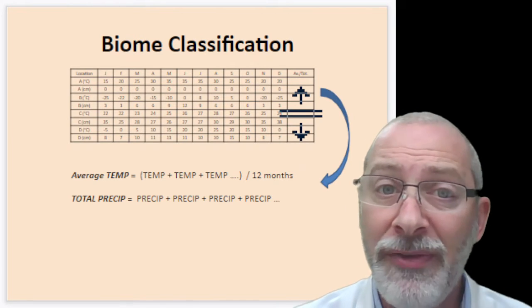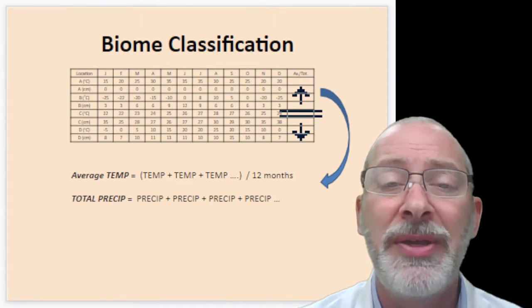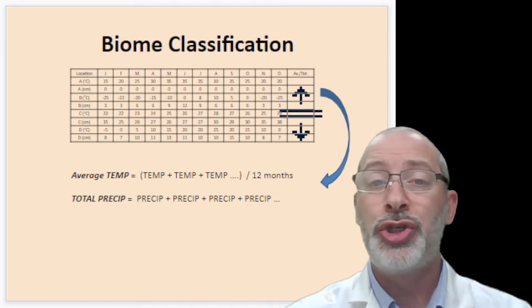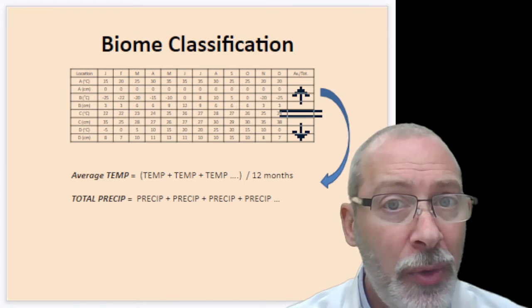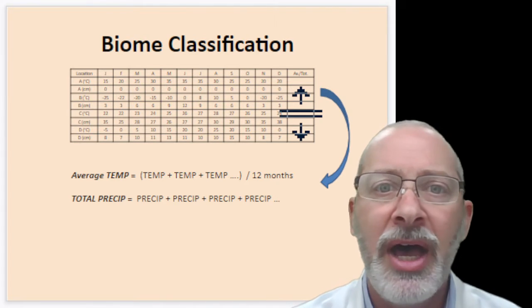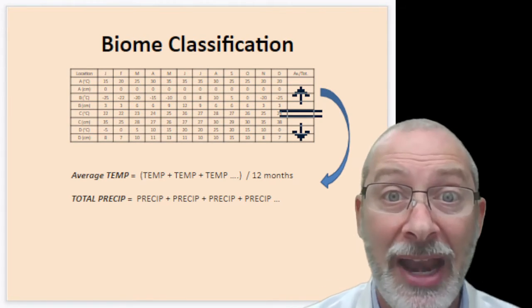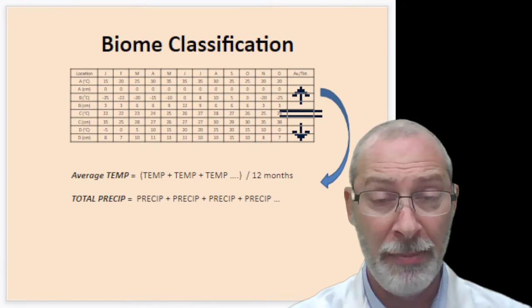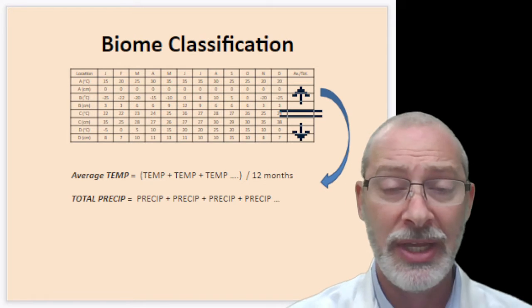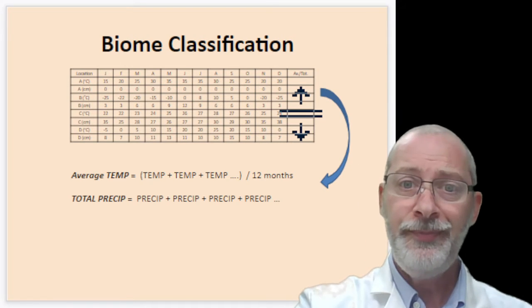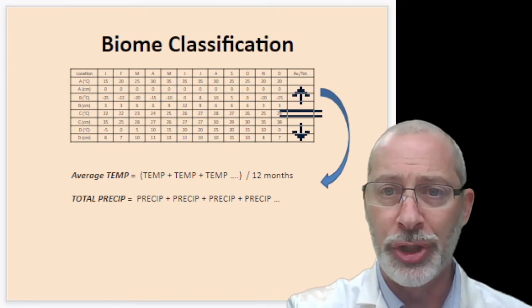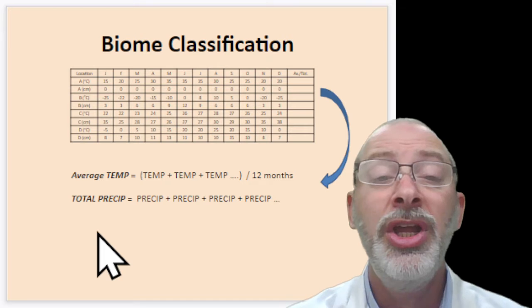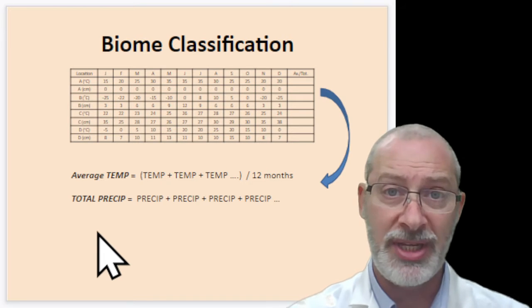Now, even though you're using a calculator, use some mental math because your average should be no lower than the lowest number and no higher than the highest number. If it is, you added the numbers or did the math wrong. So make sure you add all 12 numbers together, hit equals, and divide it by 12. So that's for the temperature of each location. Now you'll also have to include the total precipitation.